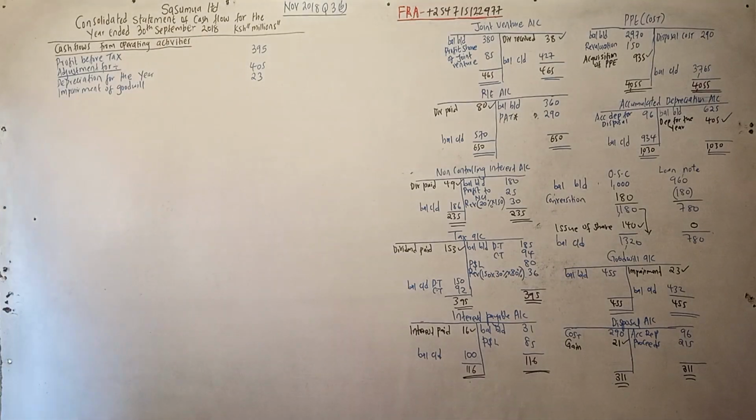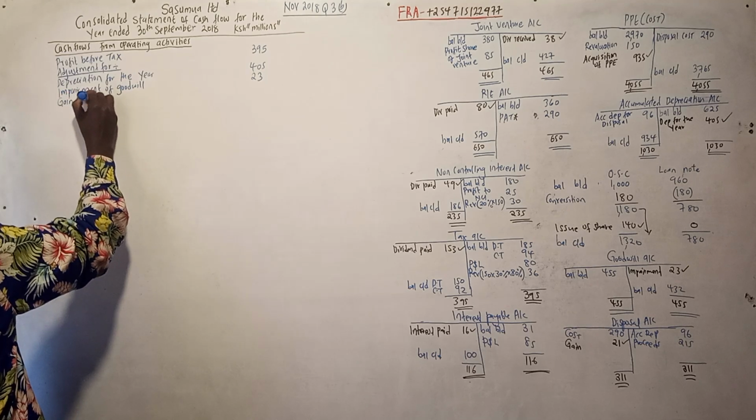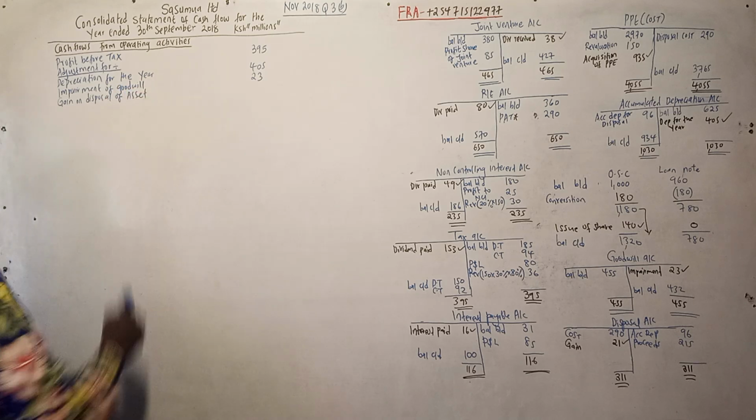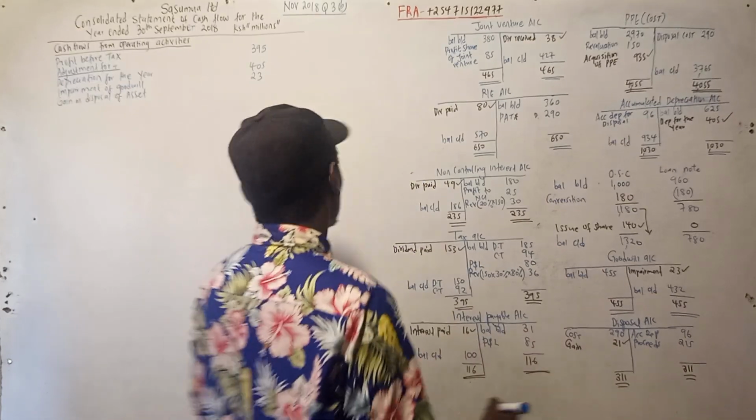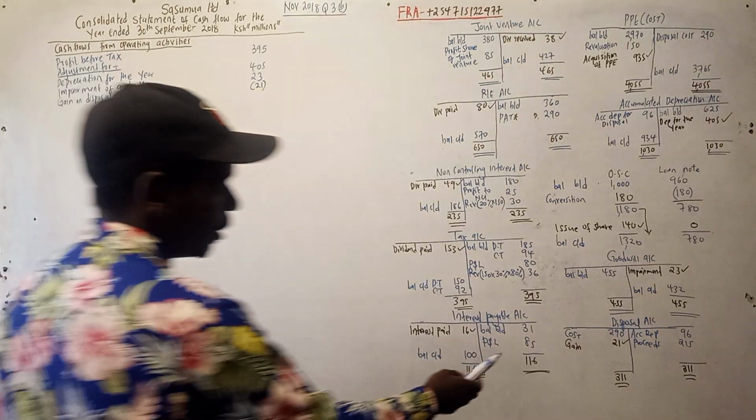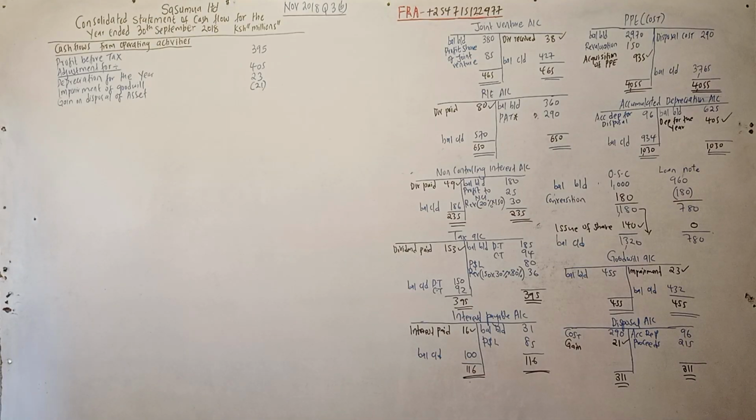What else? We go back to our income statement and see if there was any other income. Yes, gain on disposal of an asset. So we go to the disposal account. The gain, we have it here, 21. It was added, so we deduct it.